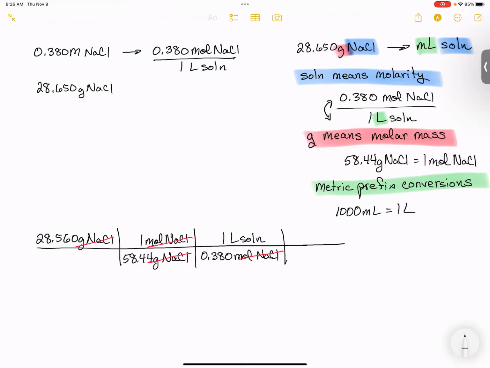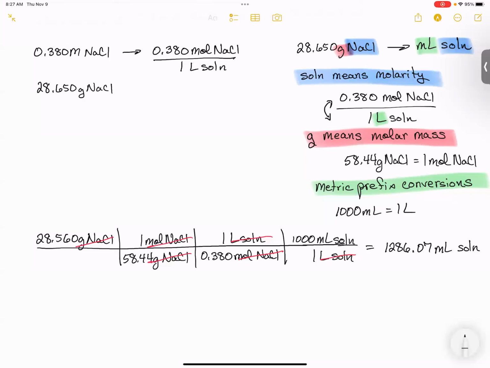Now, we have liters of solution, but we want milliliters of solution. So 1,000 milliliters of solution is equal to 1 liter of solution. The liter portion had to go in the denominator so that the unit and the substance cancel, and you are left with milliliters, which is what you were asked to solve for. And you get out a value of 1,286.07 milliliters of solution for an answer.